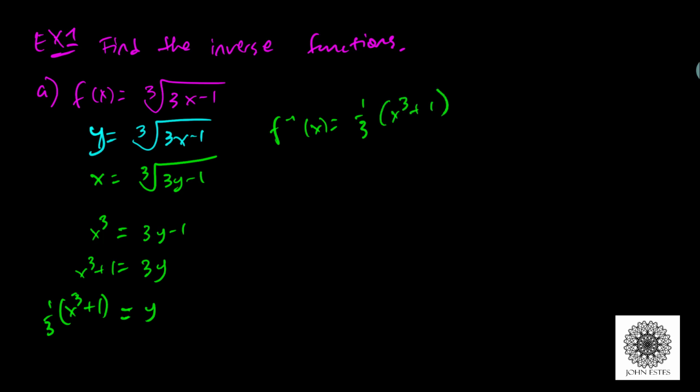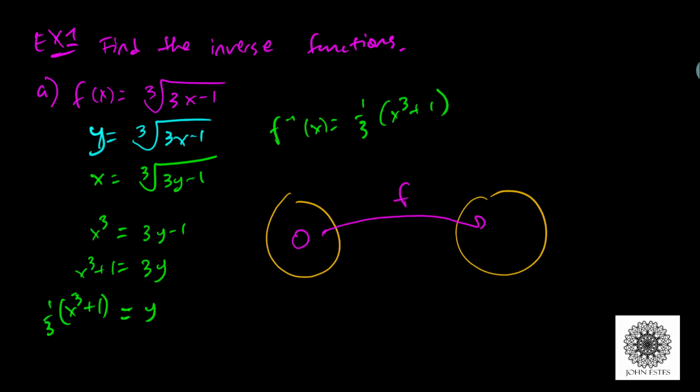Okay, now if you doubt yourself here, let's just quickly do our little diagram. If I plug 0 into f, what does 0 take me to? That is the cube root of 3 times 0 minus 1, the cube root of negative 1, which is negative 1. Now let's take that guy and plug it back into f inverse. Hopefully we're going to get 0.